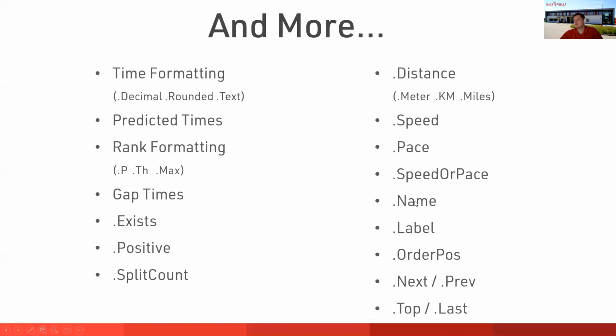You can call the name or the label of that split. So if you type 5K, it will return the time. If you type 5K.name, it will return 5K. If you type 5K.label, it will return the label that you provided for the 5K. The order position should really only be used for sorting. The order position, the number doesn't tell you anything. It only makes sure that splits are in the correct order.